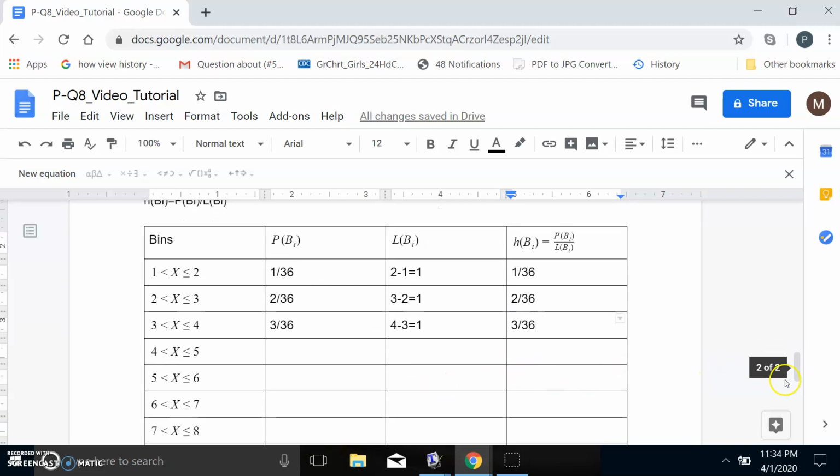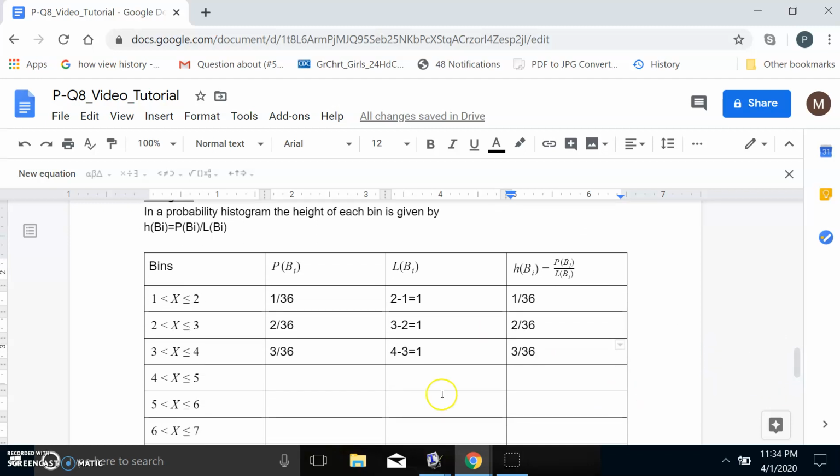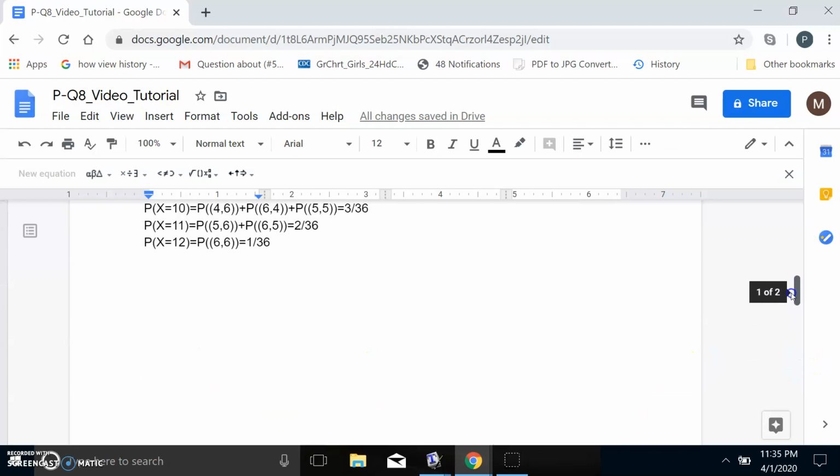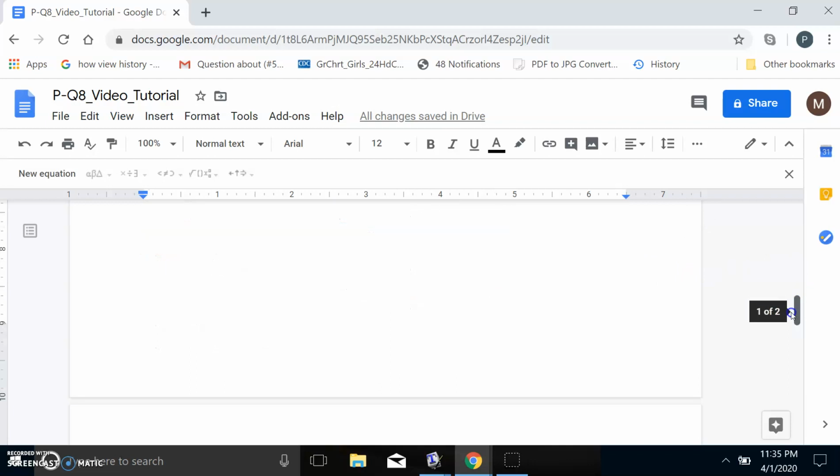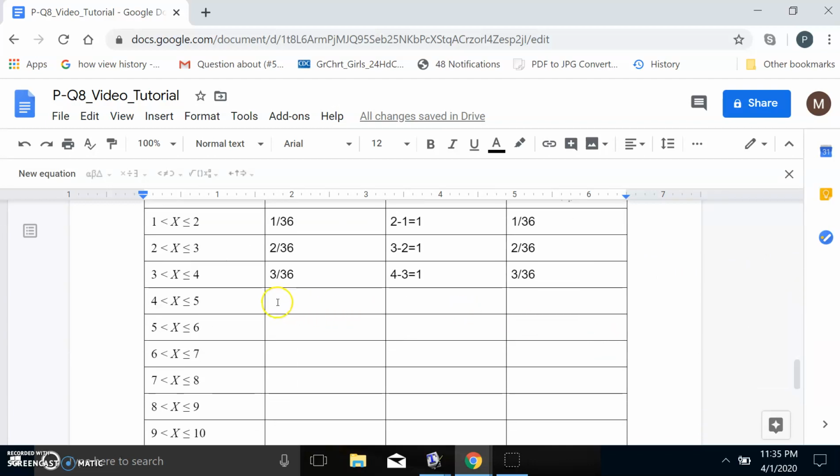Okay, and let's do x between 4 and 5, strictly bigger than 4, can equal 5. So going up here you can see when x is 5, we have 4 over 36. So 4 over 36 goes here. So it'll be 5 minus 4, which is 1. So this would be 4 over 36.